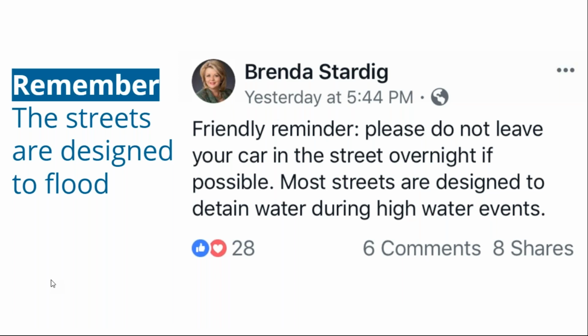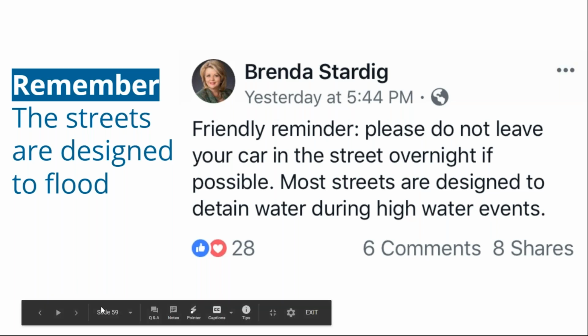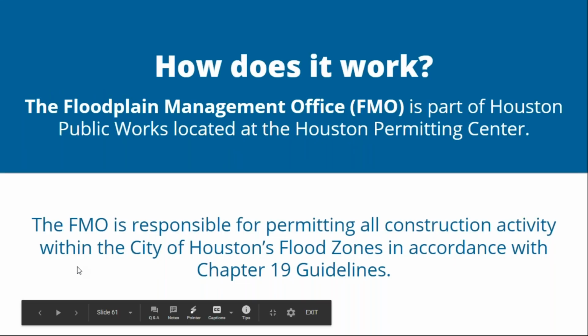We had 500,000 cars during Harvey that were underwater. We had 10,000 cars in Imelda, or whatever. Most of them were not really in Harris County. Many of them were in the adjoining county, but we've got to tell people of the risk. Streets are designed to hold water. They're never not going to be designed to hold water.